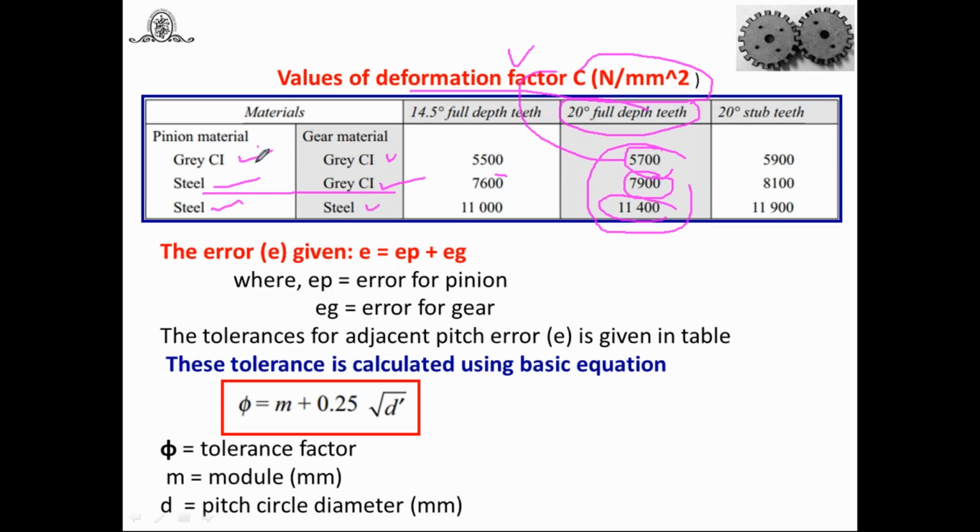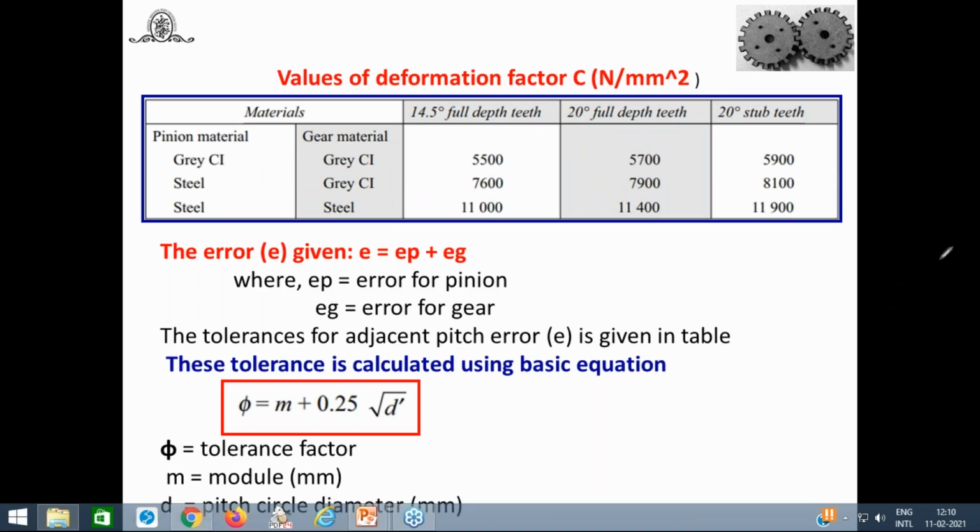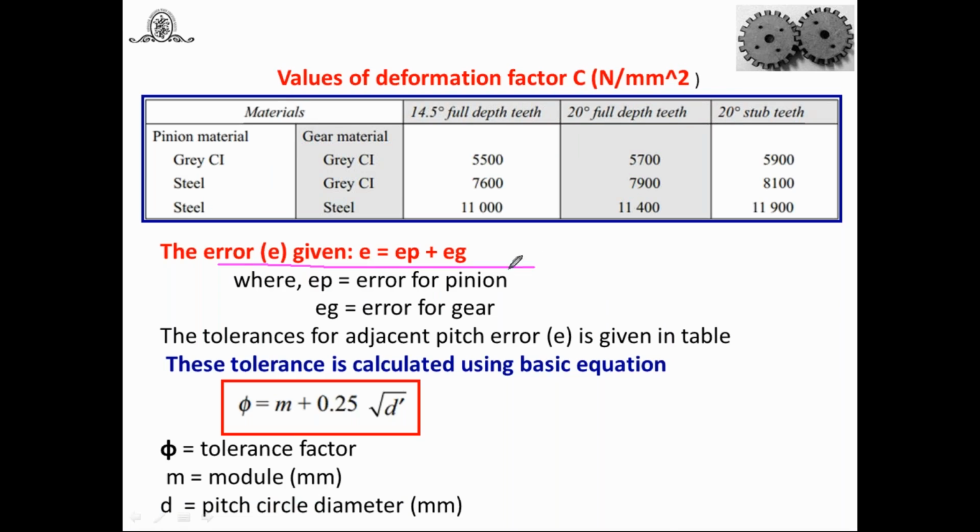You can take this value based on which type of material is used for the pinion and which type of material is used for the gear. But another important parameter is E, the error. I have mentioned this E already. E is equal to EP plus EZ, the total error, the error for the pinion and the error for the gear, which you have to add. And how to find out this EP and EZ is important. These errors are nothing but tolerances.